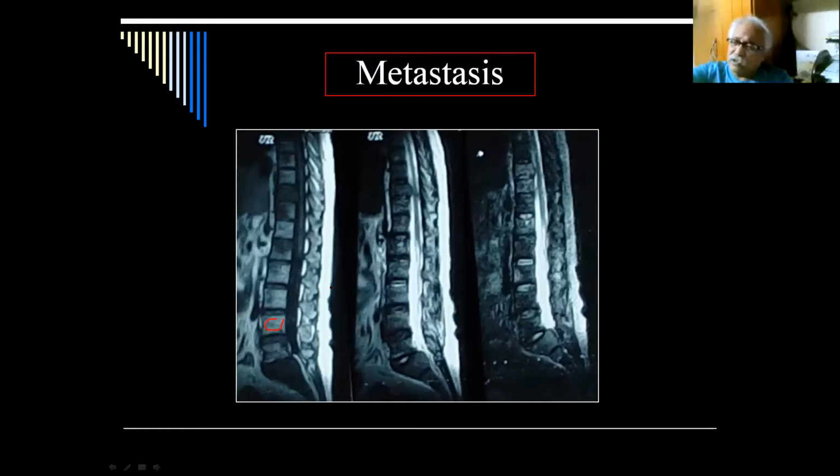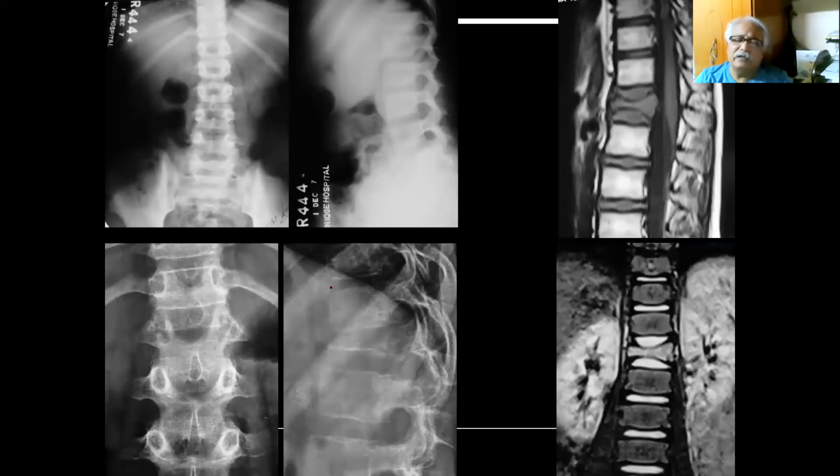So whenever you order any MRI, always tell your technician that I want to have at least one full view, from the base of the skull to the sacrum, so that you don't miss any satellite lesion. Suppose even for a lumbar disc you operate, you can miss a dorsal disc. So that is mandatory for seeing the spine.